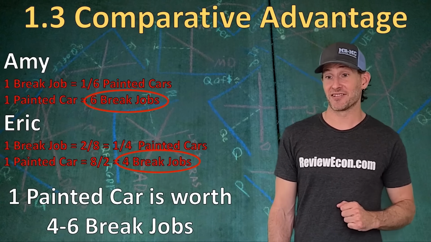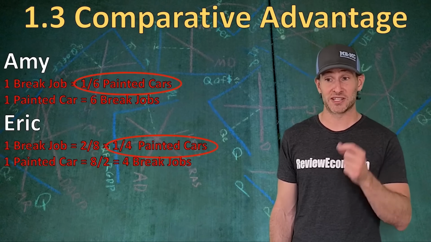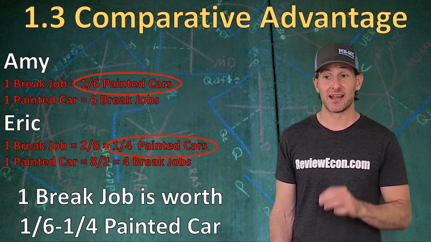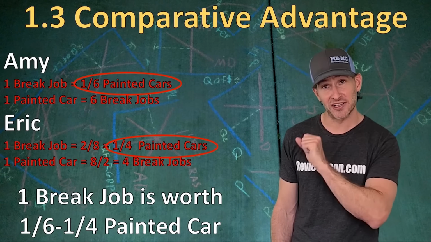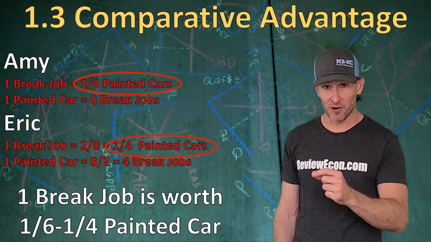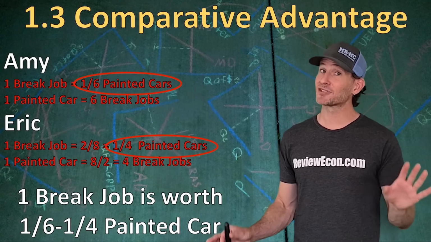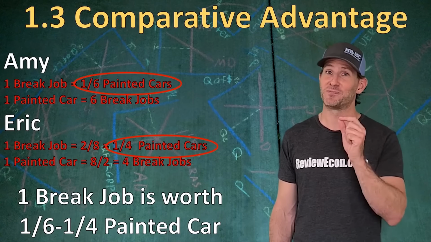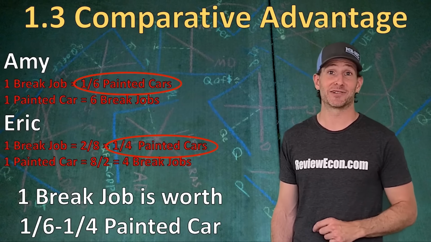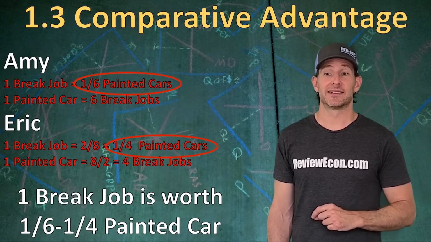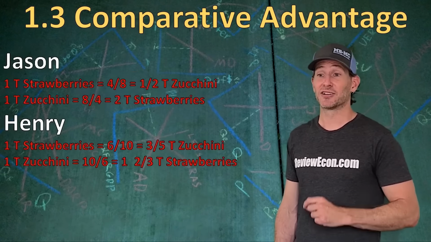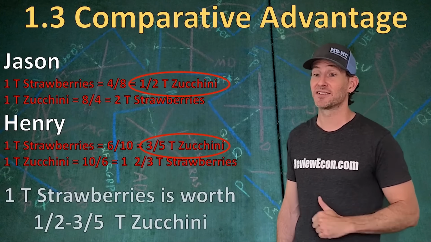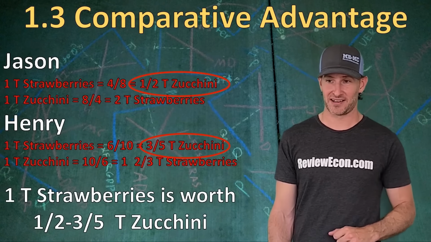Flip it around and we can look at the other side. 1 brake job will be worth between 1/4 and 1/6 of a painted car. If they trade within those ranges, then it will benefit both as a result. If we're outside that range, somebody is getting ripped off and would be unwilling to trade if they're acting rationally. Let's take a look at Henry and Jason again and look at their opportunity costs. 1 ton of strawberries will be worth between half a ton of zucchini and 3/5 of a ton of zucchini.